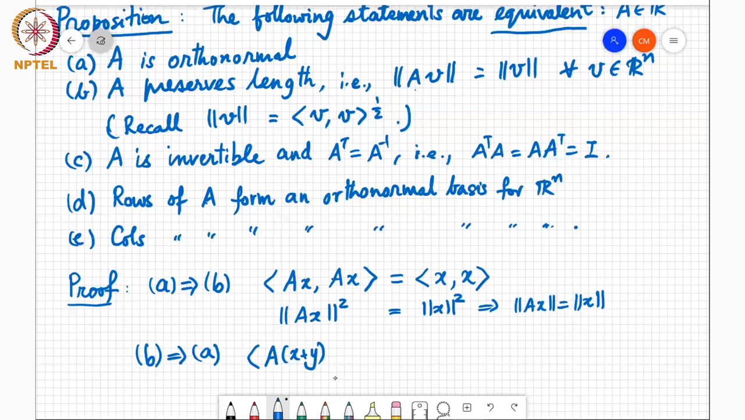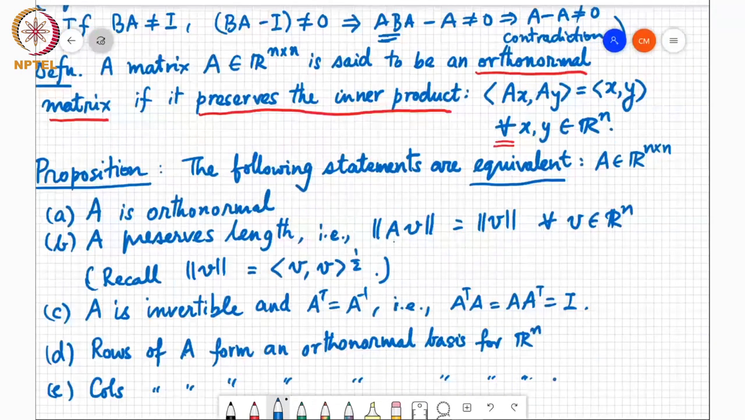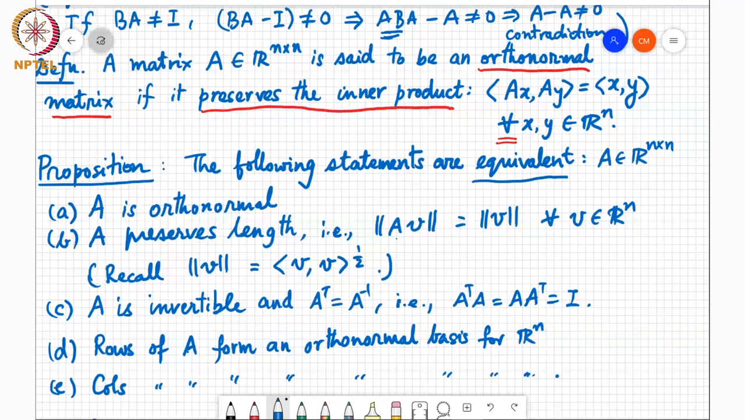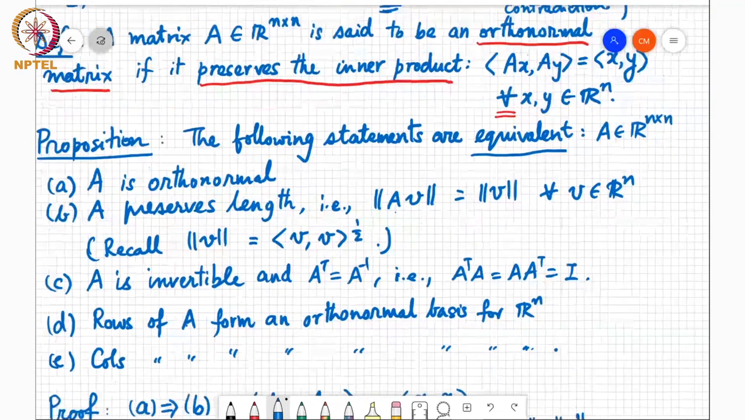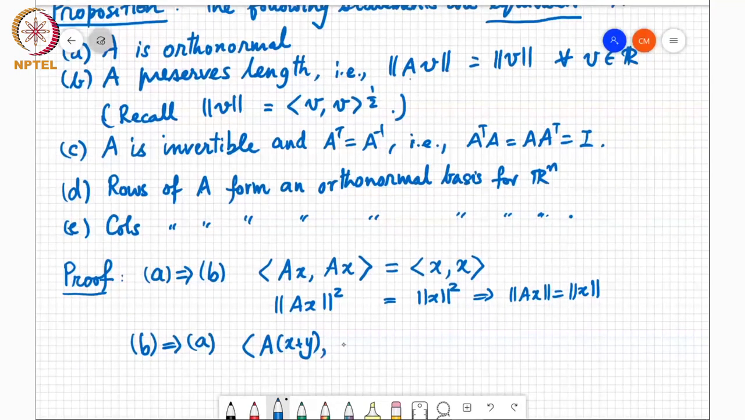So what I want to show here is that if A is orthonormal, then it preserves length. So if A is orthonormal, by definition, because it's an orthonormal matrix, it preserves the inner product between any two vectors. In fact, Y need not be equal to X. So if A is an orthonormal matrix, then the inner product of AX and AY is equal to the inner product between X and Y. This is true for all pairs of vectors, X and Y. And so all I'm doing is to take a special case of this, where Y equals X. So the inner product between AX and AX is equal to the inner product between X and X. So you can see that although the statements look quite different from each other, saying that A is an orthonormal matrix, meaning that it preserves inner products, and saying that A preserves length, they seem different in terms of statements, but in fact, it follows trivially from the definition. Is it clear? Yes, sir. Thank you, sir.